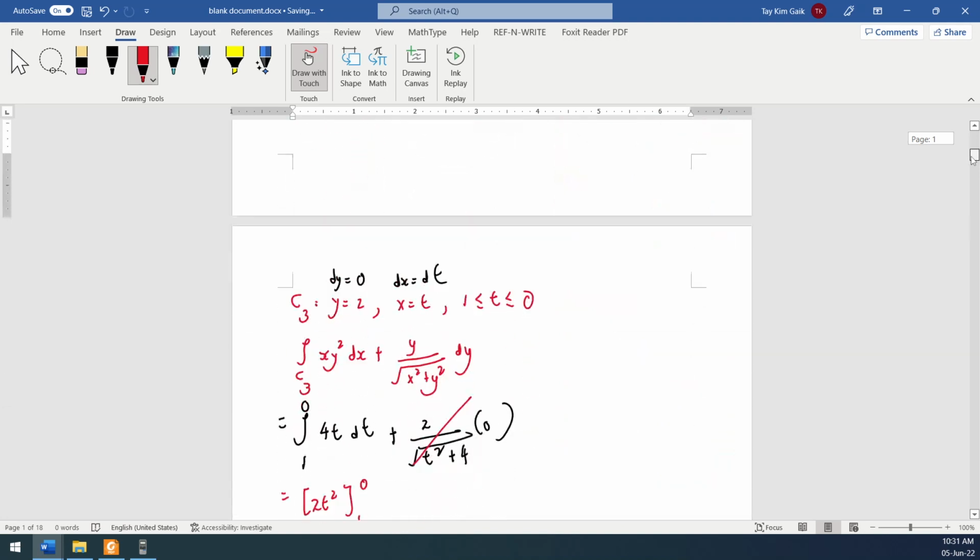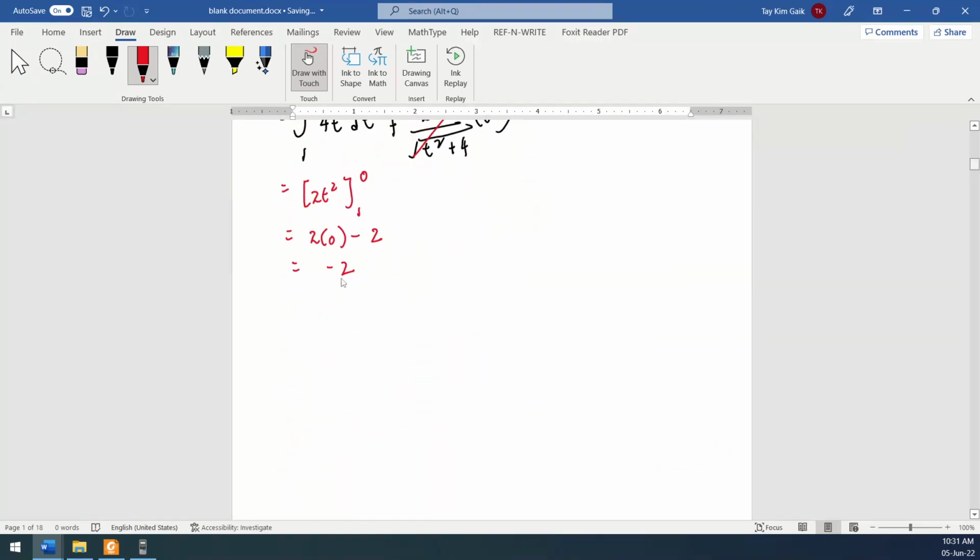So for curve C4, x equals 0, y equals t, t from 2 to 1.